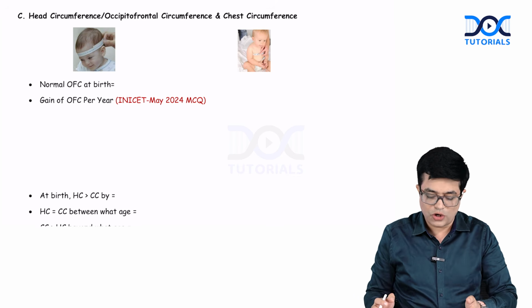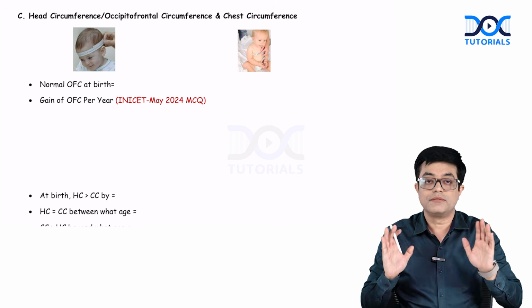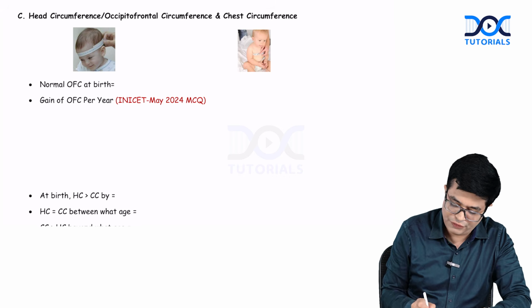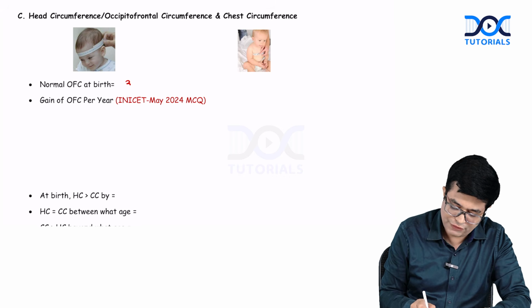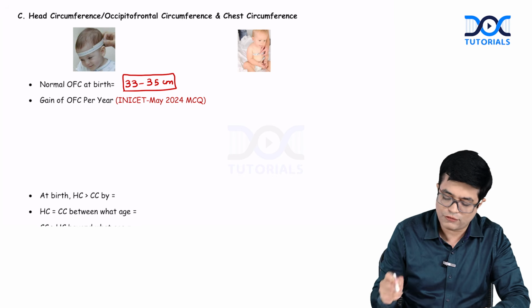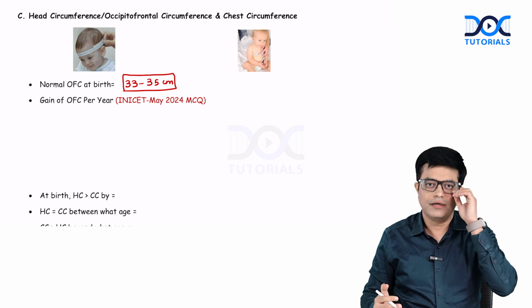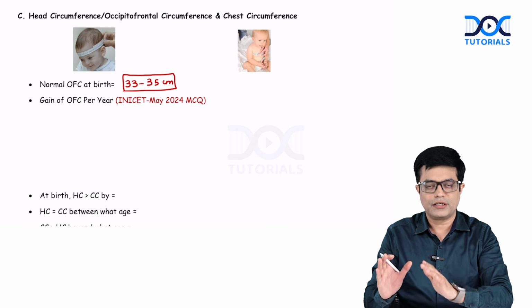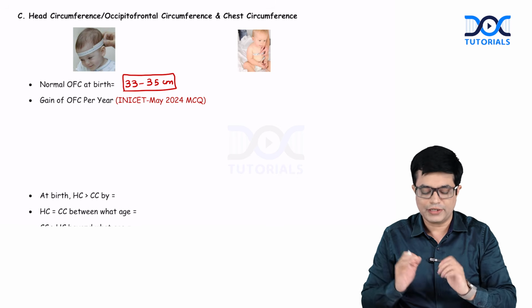So what is the normal OFC at birth? In a term child, a normal, healthy, average term child, it is between 33 to 35 centimeters. It is a normal Indian child. These values may vary for a child of a different race, different ethnicity. So normal OFC at birth, average in a term child in India, is 33 to 35 centimeters.